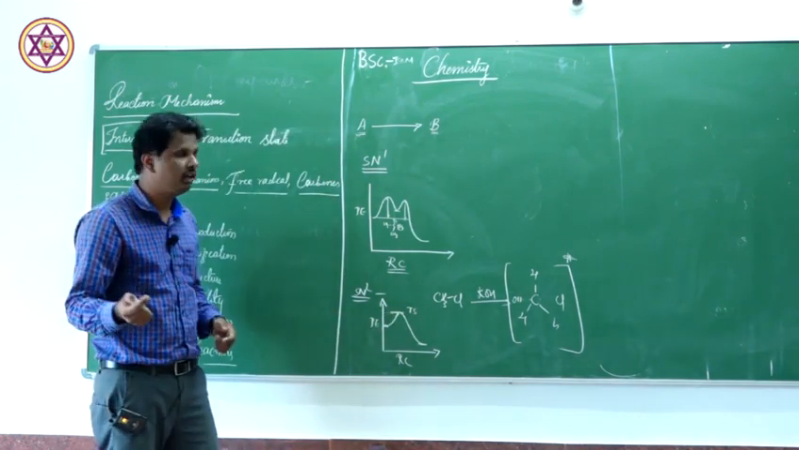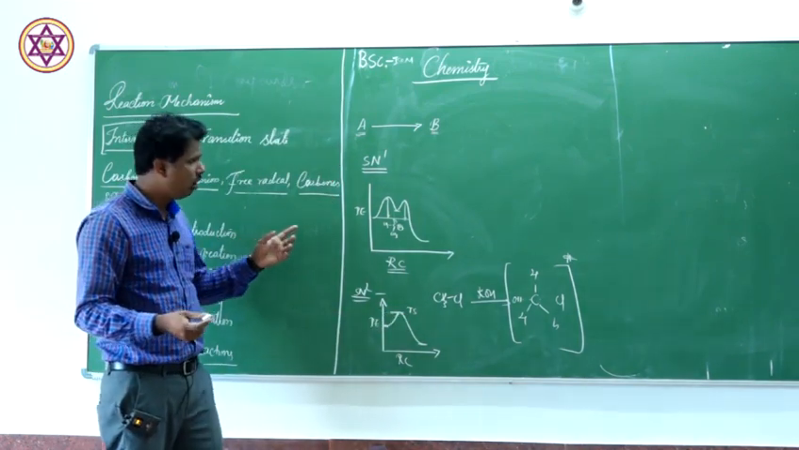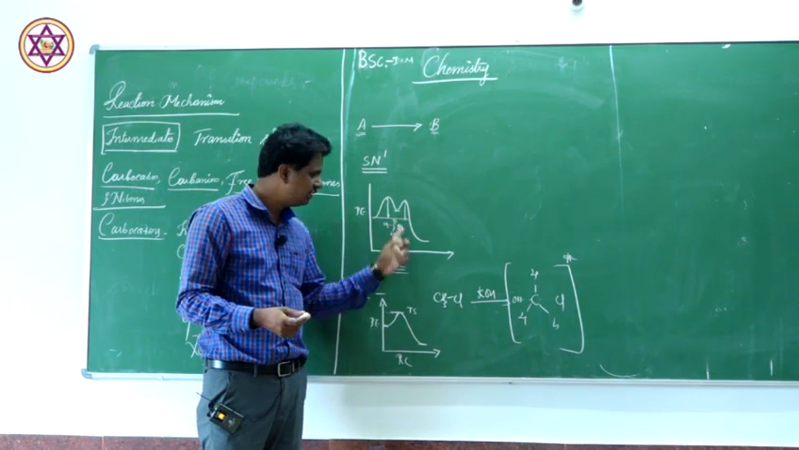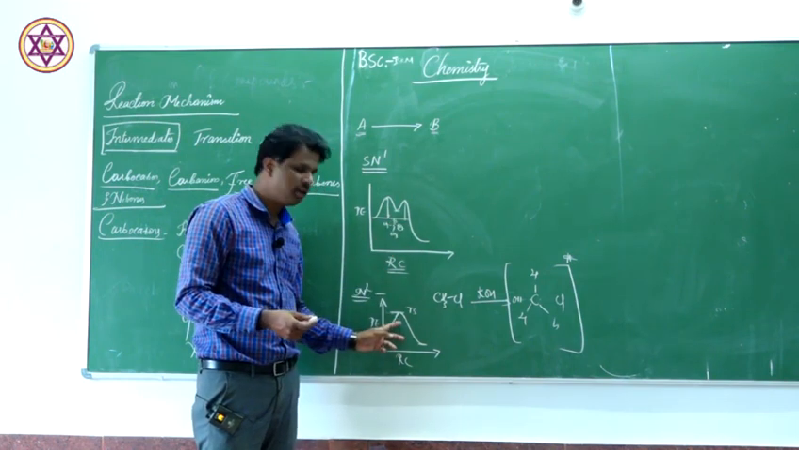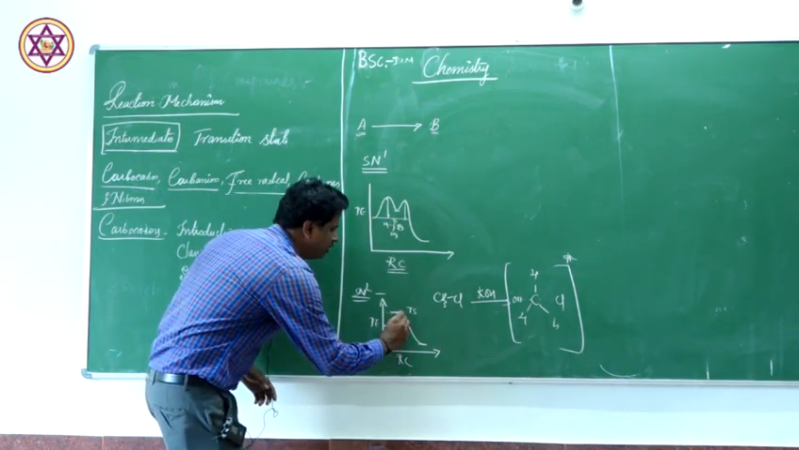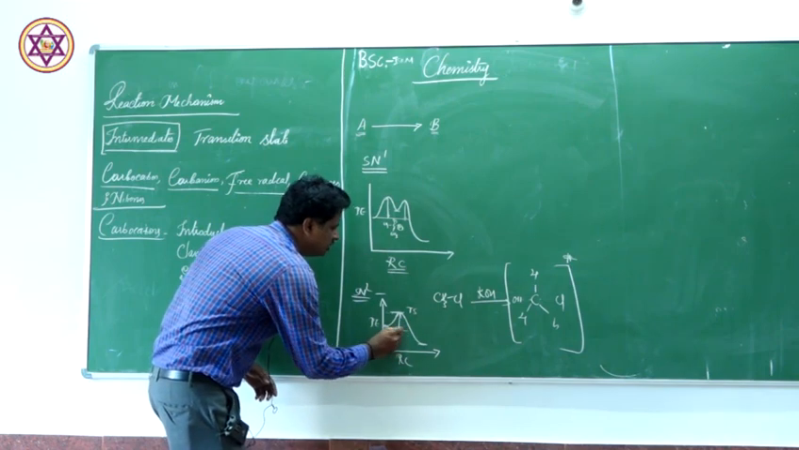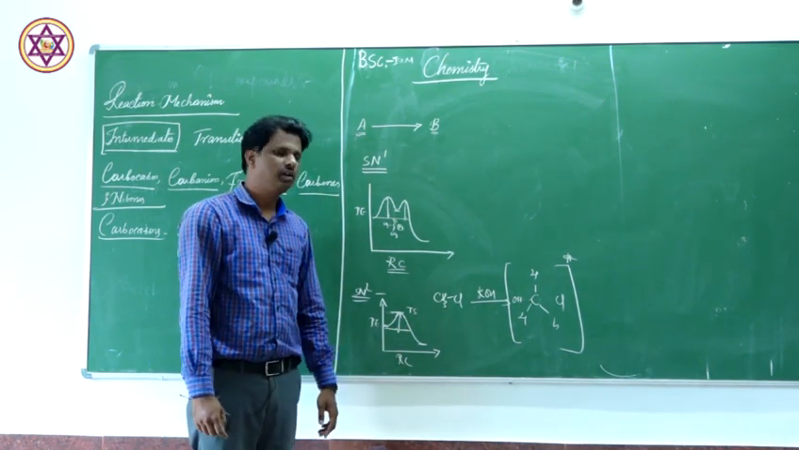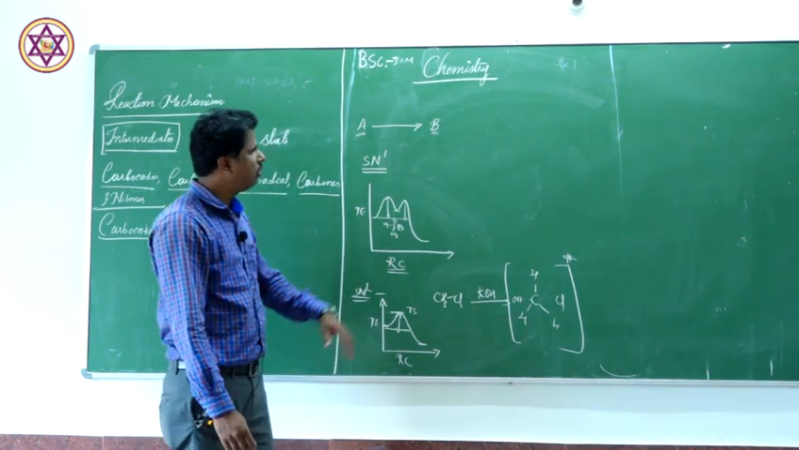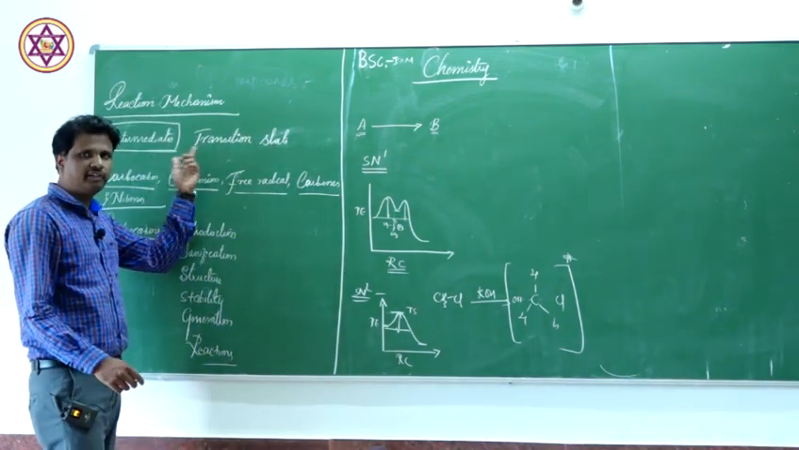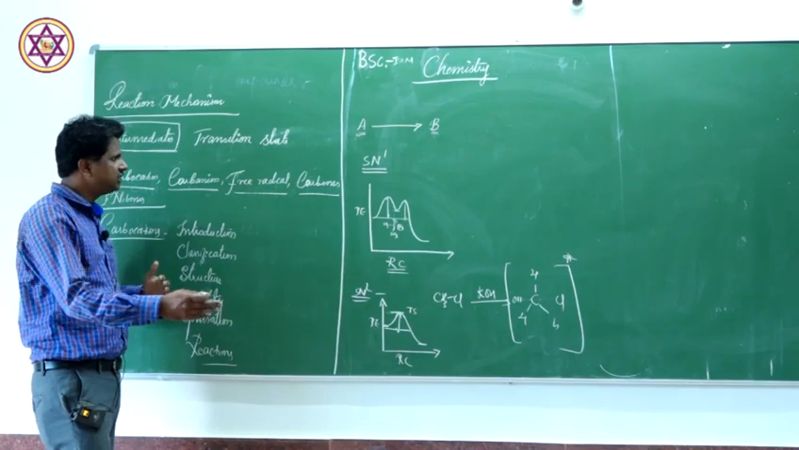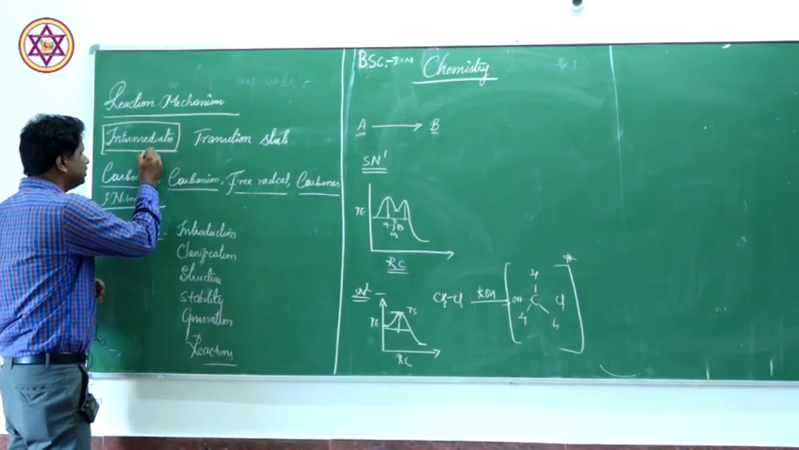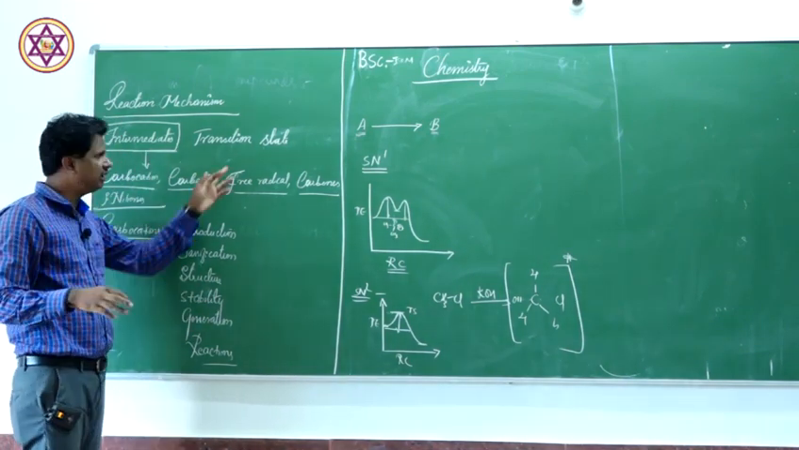Hope you understood what I am saying. Intermediates are the energy minima, and the transition state is the energy maxima, and this energy difference between here is called the energy of activation. I hope you understood. Now this is about intermediates and the transition state. As I said earlier, our concern is only about intermediates. We are not talking about the transition state in detail.